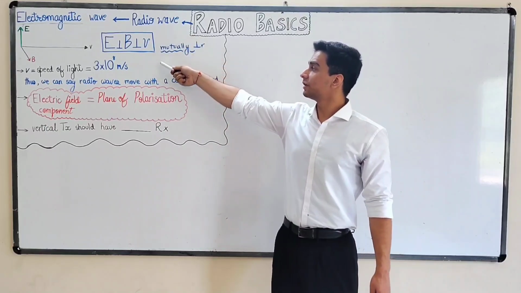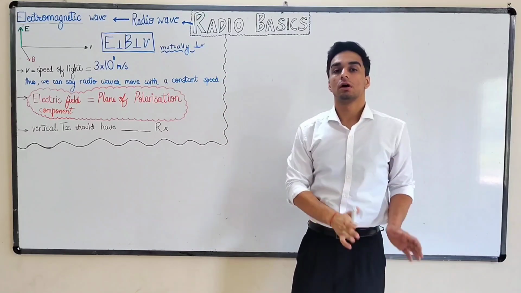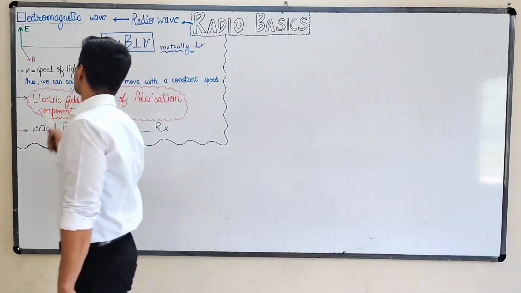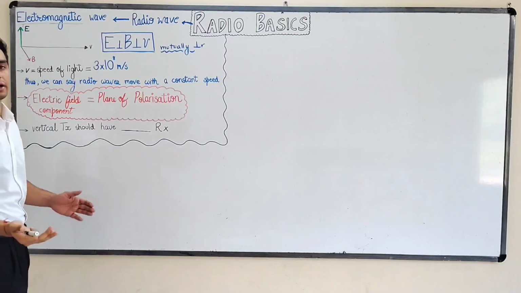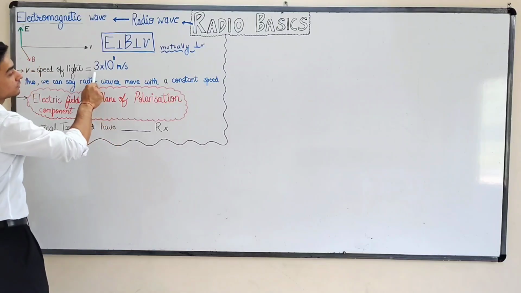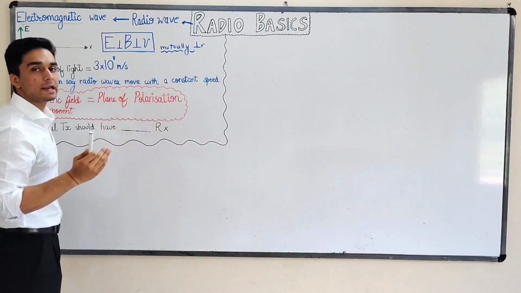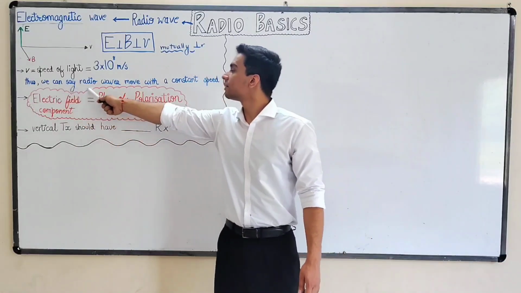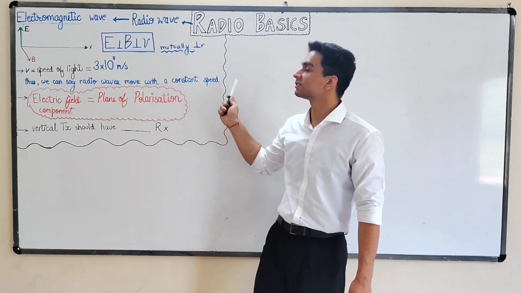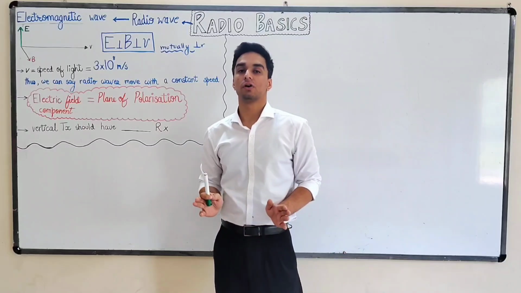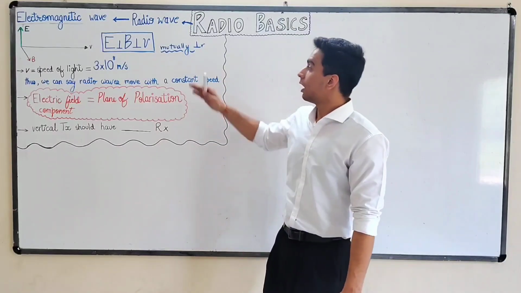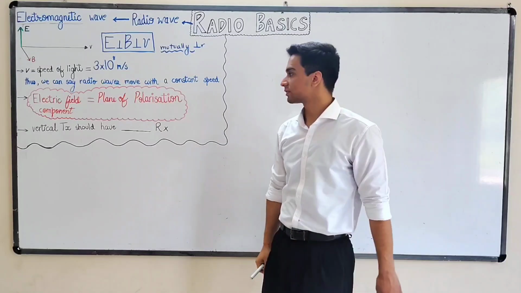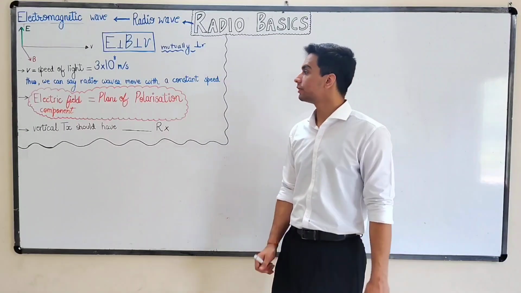Now, moving ahead of the direction part, we come to the speed part of a radio wave. Radio wave travels at the speed of light. Speed of light value is 3 into 10 raised to power 8 meter per second. Thus, we can say that radio waves move with a constant speed, that is the speed of light. Now, these two things you might be knowing from your previous classes. So, what are the new points here?